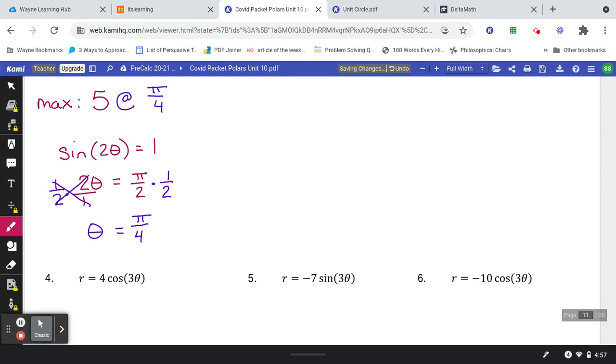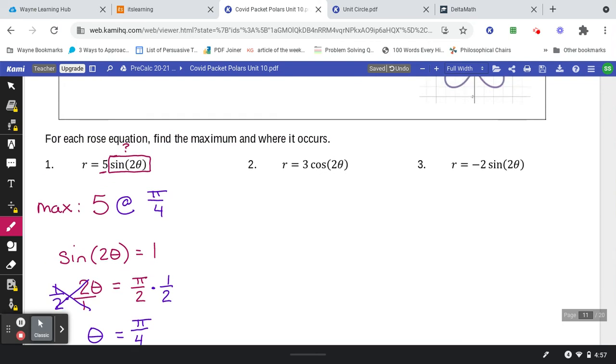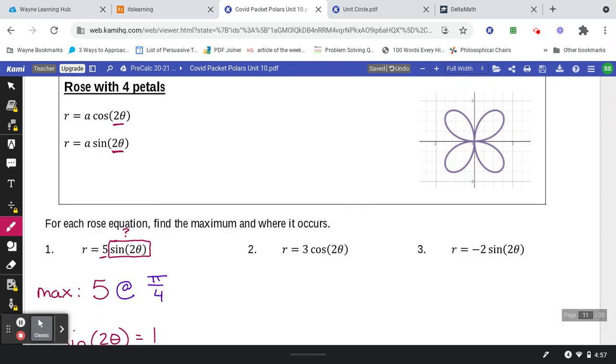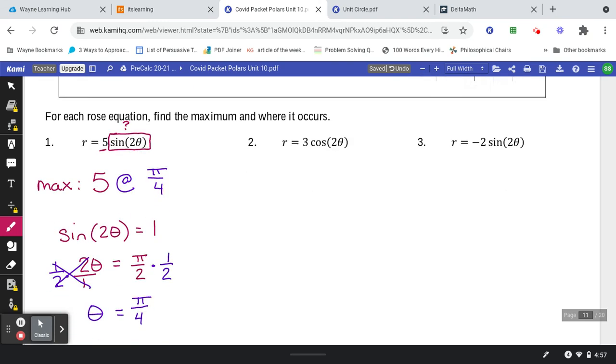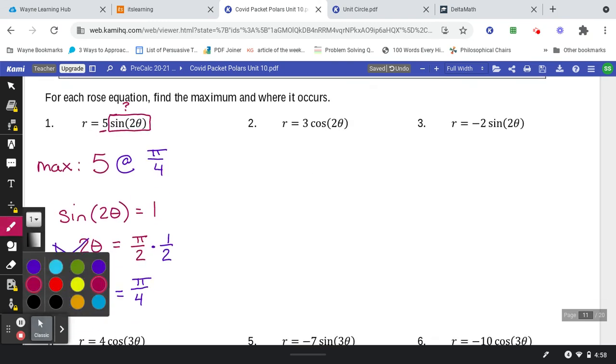And so when I go to draw my petals, I'll make sure that they are at least out to the 5 ring and that one of them is touching in the direction of pi over 4. All right, let's do the next one.